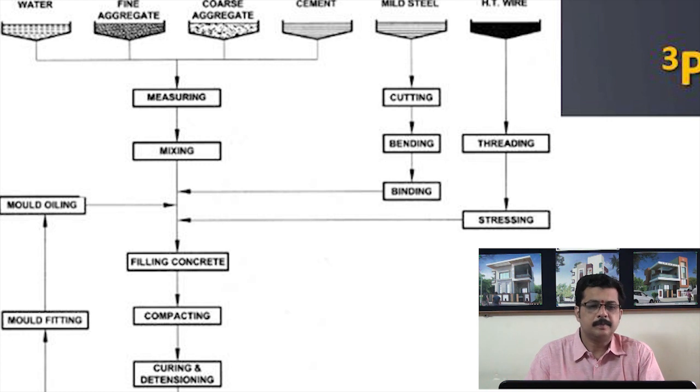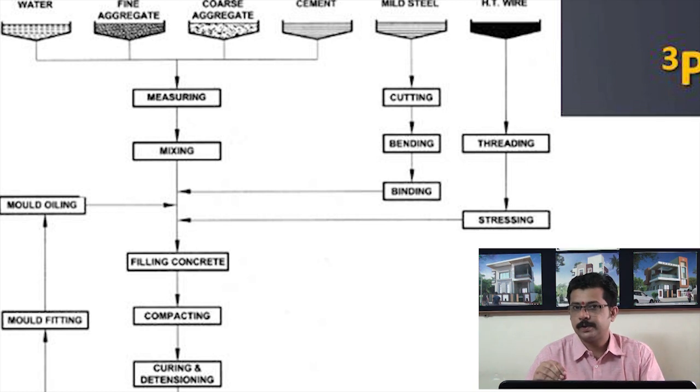Now instead of this mild steel reinforcement, if we want to go for high tension wires which have high tensile strength, those are called tendons. These tendons are used for pre-stressing. So precast and pre-stress, these two processes would be adopted simultaneously. For this also the process is mentioned in the flowchart: threading and thereafter stressing. After finishing this, the process of filling of concrete is done.